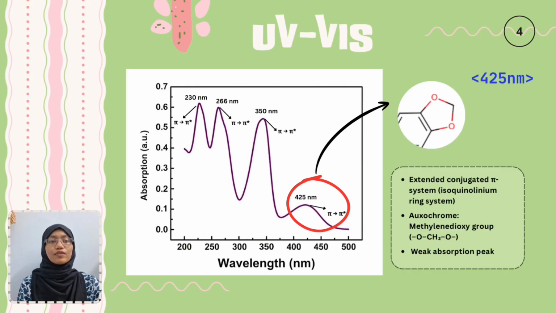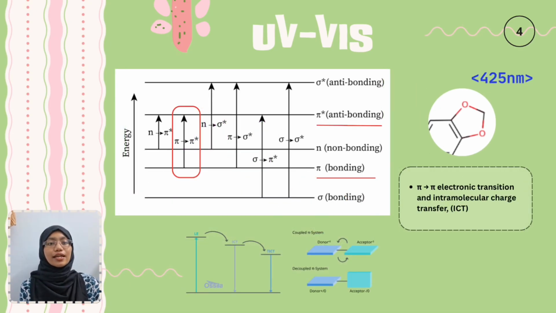By being attached to the aromatic system, this auxochrome further extends the conjugation, allowing for absorption at this longer visible wavelength. Besides the standard pi to pi star electron transition, this peak also involves intramolecular charge transfer, or ICT. This is the process where electron density moves from an electron donating group to an electron accepting group within the same molecule. This movement of charge within the molecule is a key reason for the absorption observed in this region.